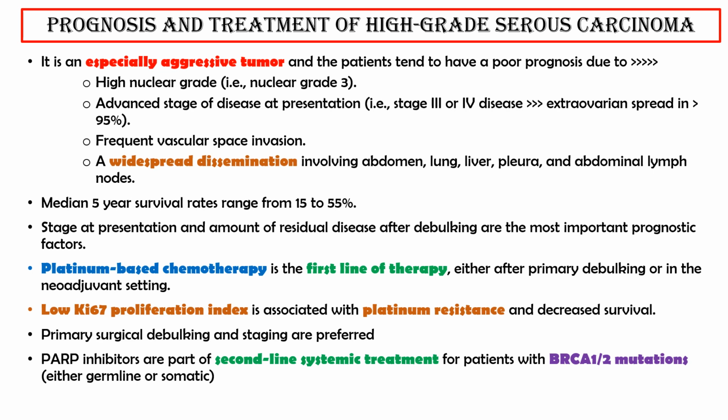PARP inhibitors are part of second-line systemic treatment for patients with BRCA1/2 mutations, either germline or somatic. Despite therapy, the vast majority eventually die of the disease.